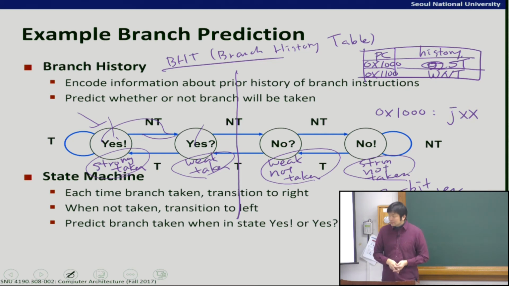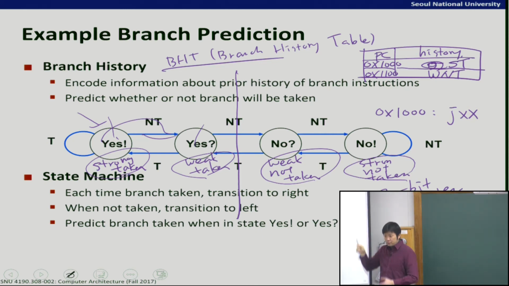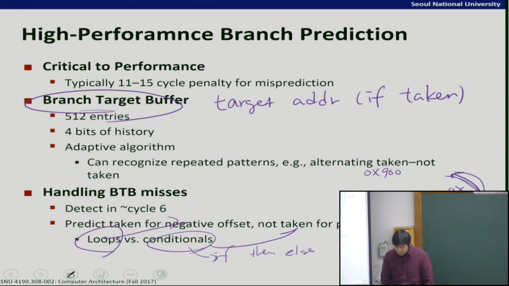So using this, we predict the direction of the branch, whether it's going to be taken or not taken, and in the case of a taken branch, we predict the target using the branch target address in the BTB.